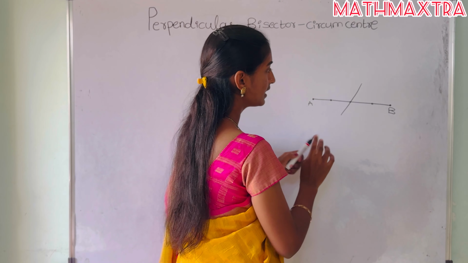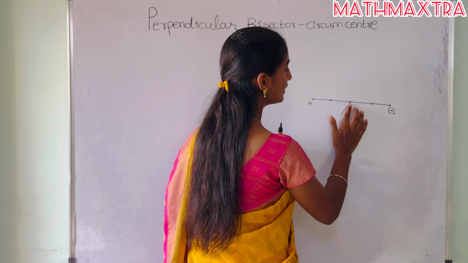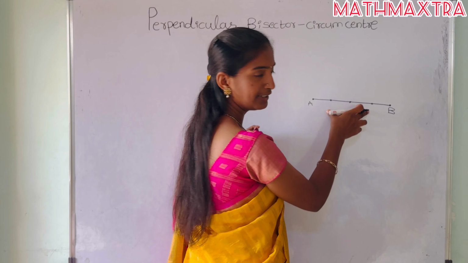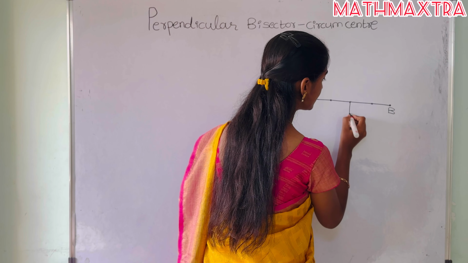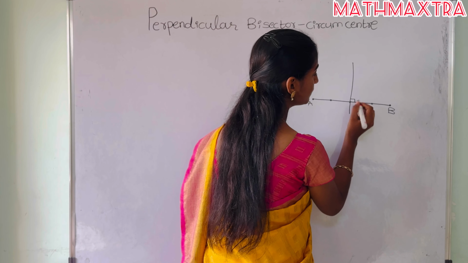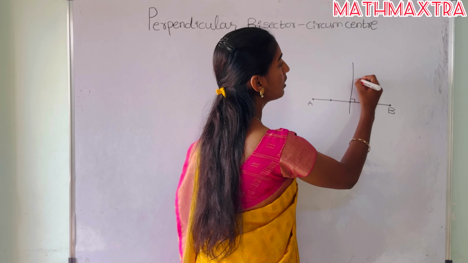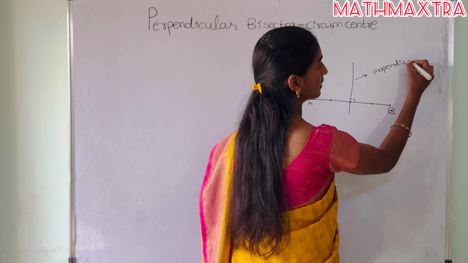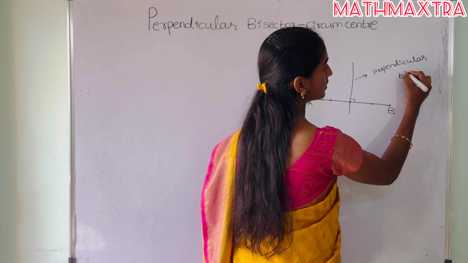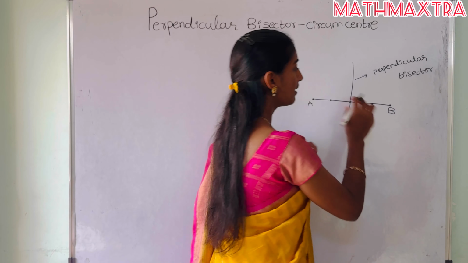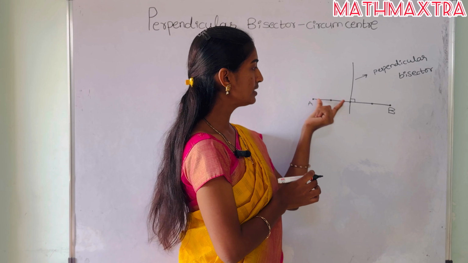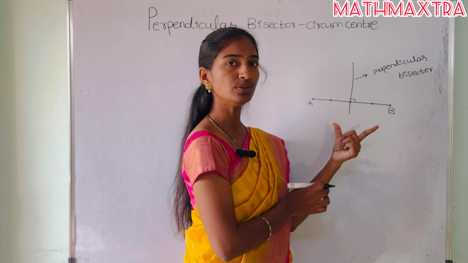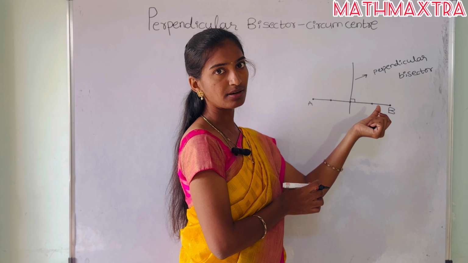What is a perpendicular bisector? Along with dividing the side into two equal parts, it must also be exactly perpendicular to this line segment. Then we call this line a perpendicular bisector. So why do we call it a perpendicular bisector? It is dividing the line segment into two equal parts, as well as being perpendicular to it. That is why we call it a perpendicular bisector.